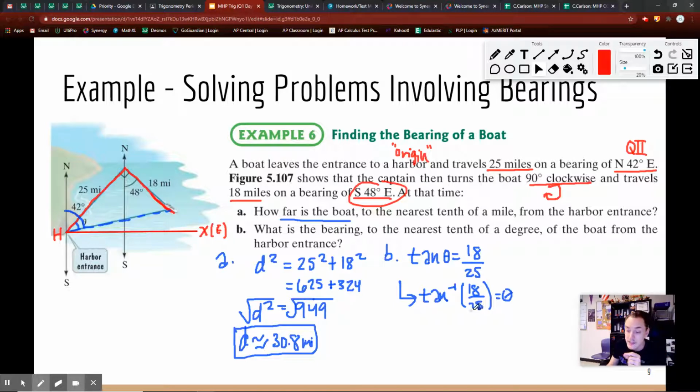I plug that into Desmos exactly how I see it, or my TI-36X Pro, making sure we're in degree mode, and that is going to be theta equals 35.8 degrees. Okay, so that's my theta, but is that my answer? No, it's just that little bit right here. I need this whole piece. Notice my cursor here. I need that whole piece.